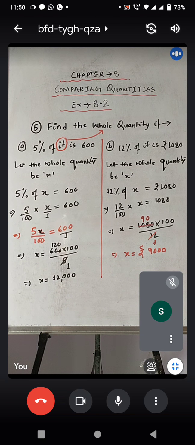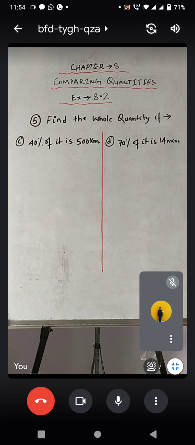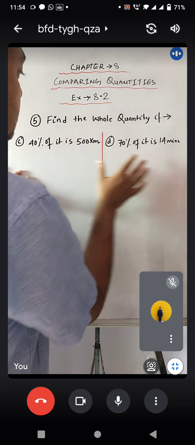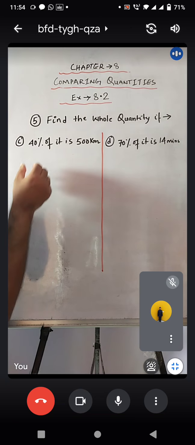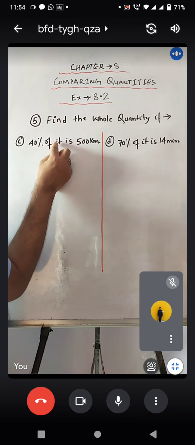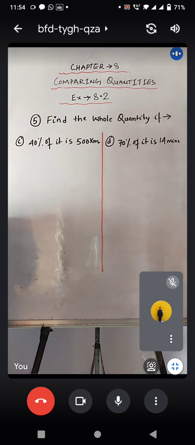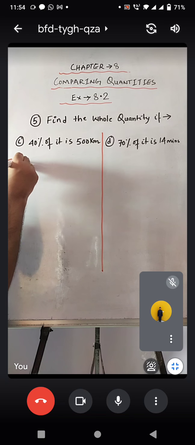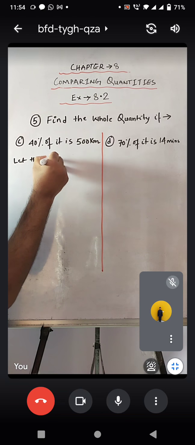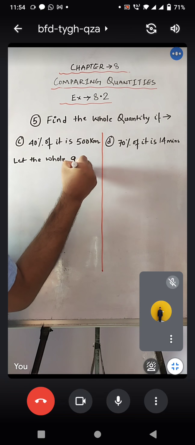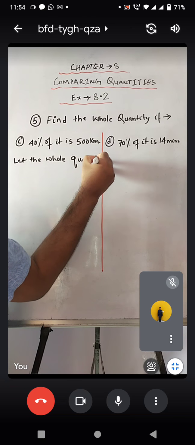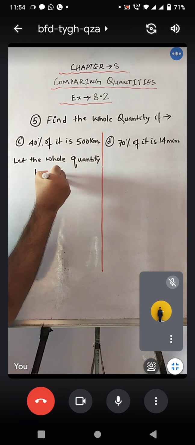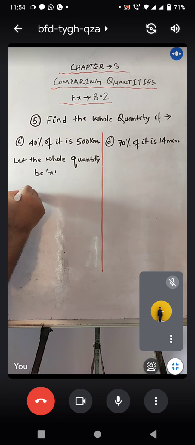So this is the solution of sum number A and B. Now after that I will explain sum number C and sum number D of question number 5. So here we have sum number C and sum number D. So in sum number C what we have to do? 40% of it, again it is there, is 500 kilometer. So let the whole quantity be x.